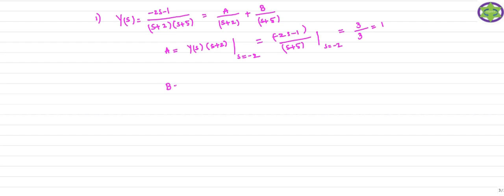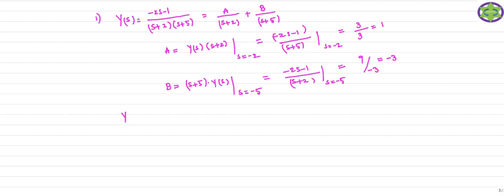Now how can you find B? To find B, you just use this expression: s plus 5 into Y of s, evaluated at s equal to minus 5. If you take this expression, we will get the constant B. That is equal to minus 2s minus 1 divided by s plus 2, evaluated at s equal to minus 5. If you substitute s equal to minus 5, the numerator is 9 and the denominator is minus 3. So I will get minus 3 as the constant B value.